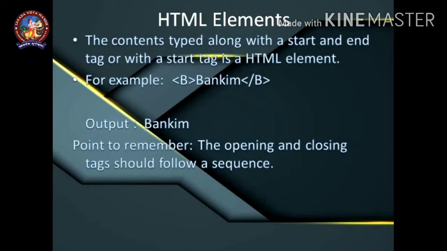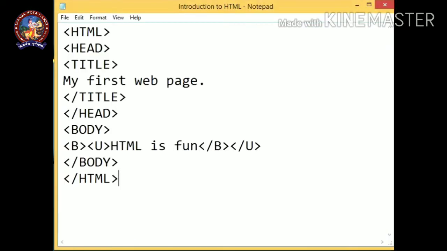Here is something we need to remember, that in some cases we may have to use 2-3 tags continuously. Here is an example for you. You can see that I have used these two tags, B tag and U tag, and I have closed them also. B for bold, U for underline. Here also closed B, closed underline.